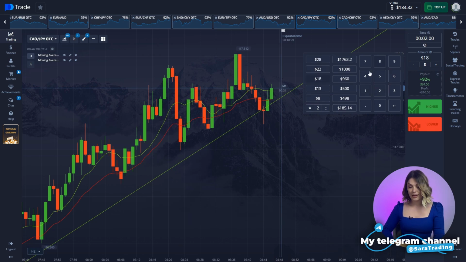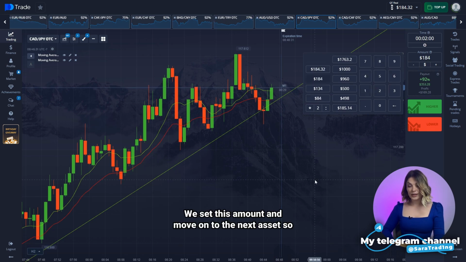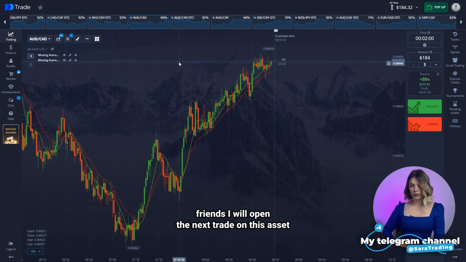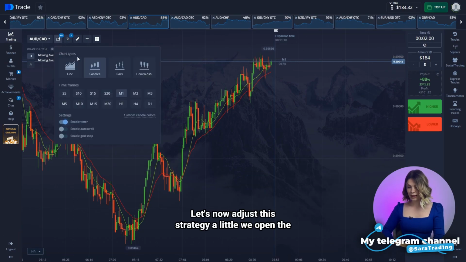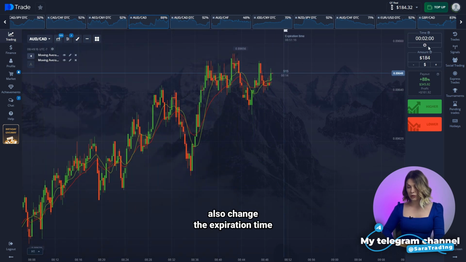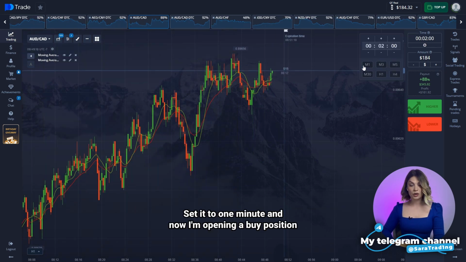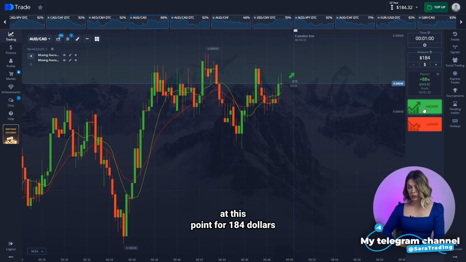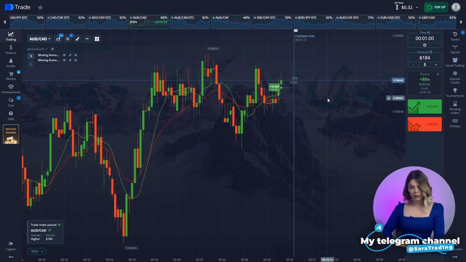$184 on balance. We set this amount and move on to the next asset. So friends, I will open the next trade on this asset. Let's now adjust this strategy a little. We open the time frame of 15 seconds and also change the expiration time, set it to 1 minute. And now I'm opening a buy position at this point for $184.